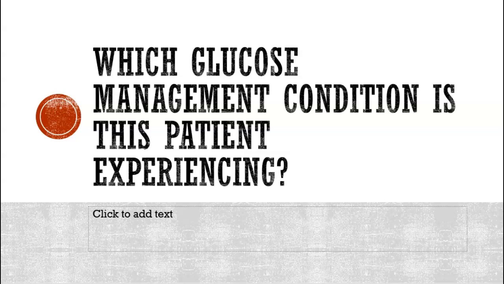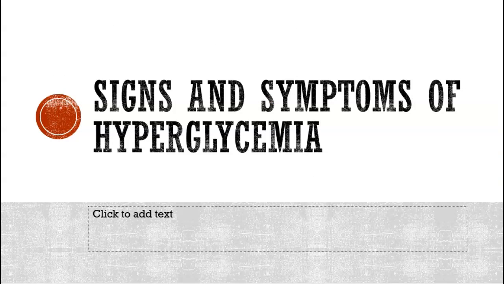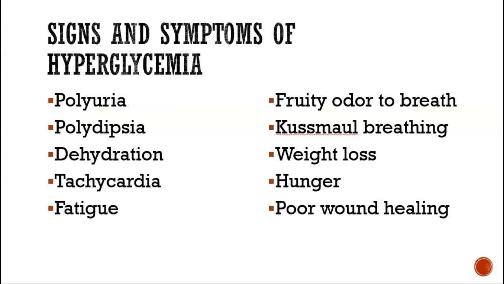Before we move on to the next slide on signs and symptoms of hyperglycemia, please take a few minutes and jot down some of those signs and symptoms that you can recall. The signs and symptoms of hyperglycemia include polyuria, polydipsia, dehydration, tachycardia, fatigue, fruity odor to breath, Kussmaul breathing, which is the deep, rapid breathing, weight loss, hunger, and poor wound healing.